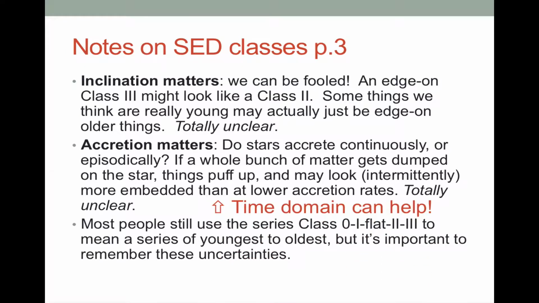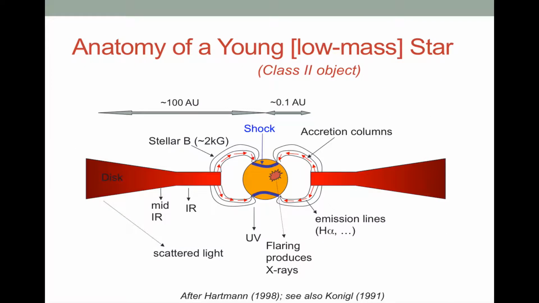But the time domain can help with this too, because we're trying to understand how accretion works. At the end of the day, most people, when they say class 0, 1, flat, 2, 3, they mean that's an age sequence from youngest to oldest. But you have to keep in the back of your mind that there's a lot of uncertainties in interpreting the SED classes this way. So this, I'm pretty sure I showed you before.